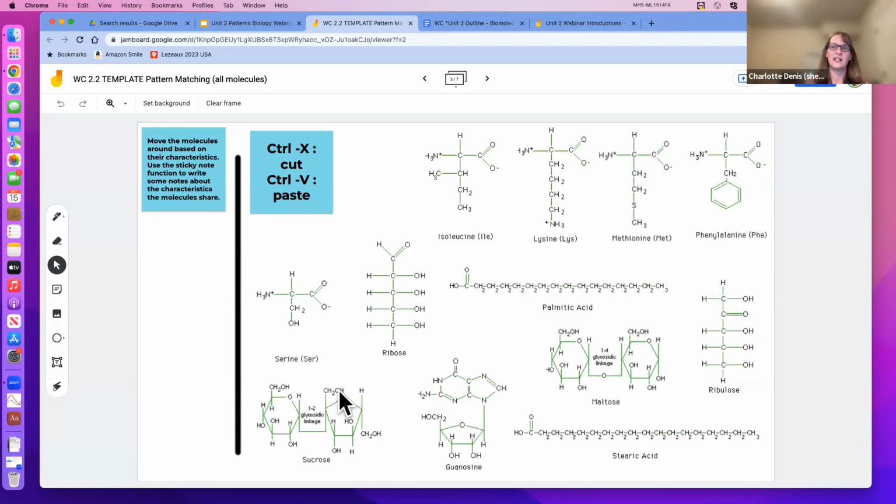So this is really an investigative task where they're able to see how the bonds that they learned about in chemistry work to create different kinds of molecules that are used in living things. There are actually three ways that you can do this. You can do it with the Jamboard.